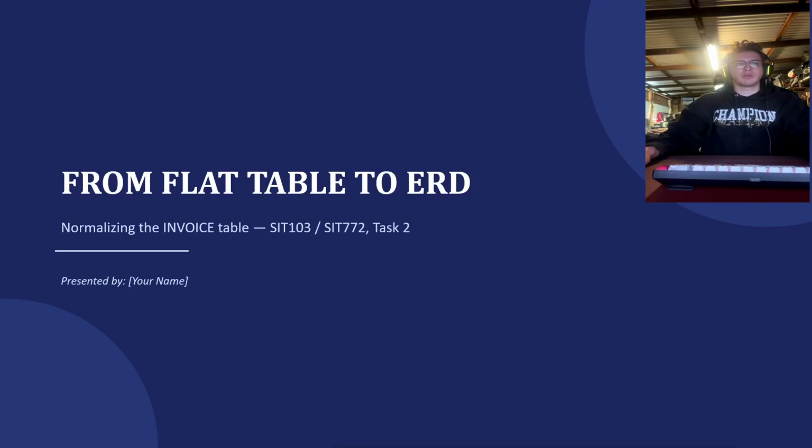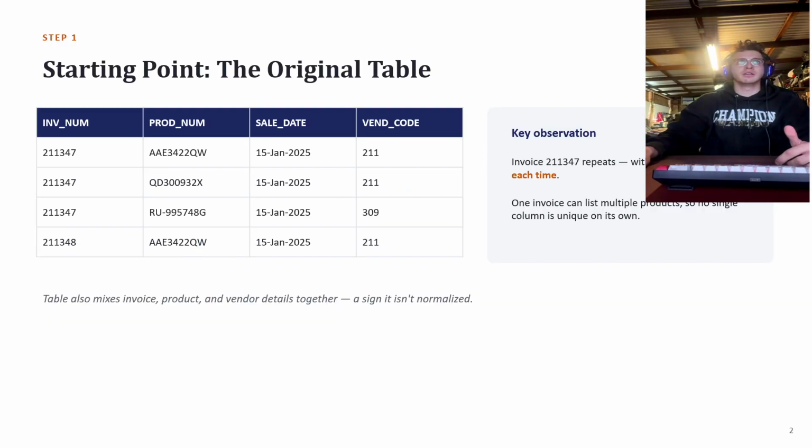Hi, in this video I'm going to walk through how I converted the given invoice table into a normalized set of tables in a final ERD. Sorry. I'll start with the original table. It's a flat, unnormalized structure that mixes together invoice details, product details, and vendor details all in one place.